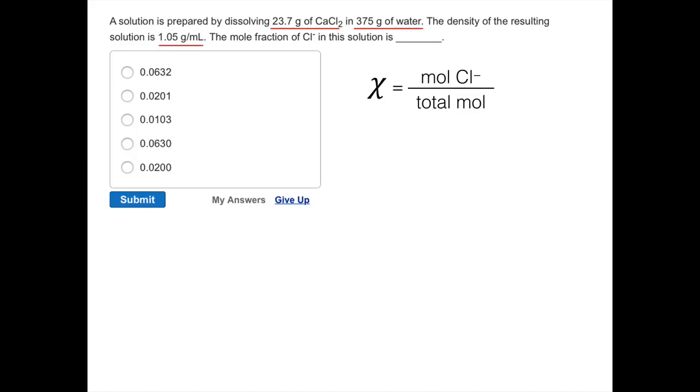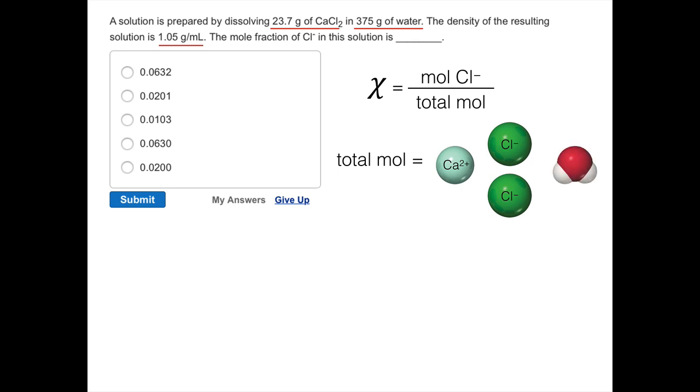In this problem, we're asked to calculate the mole fraction of Cl- in the solution, and given the three quantities we have underlined here, we can calculate the moles of chloride ion and also the total moles of everything in the solution. Our total moles are going to be dictated by the concentration of the calcium 2 plus, the concentration of chloride, which is going to be twice that of Ca2 plus, and then also the water that composes this solution. And keep in mind, we have 375 grams of water for 23.7 grams of calcium chloride. So the major component of this solution is going to be the water.